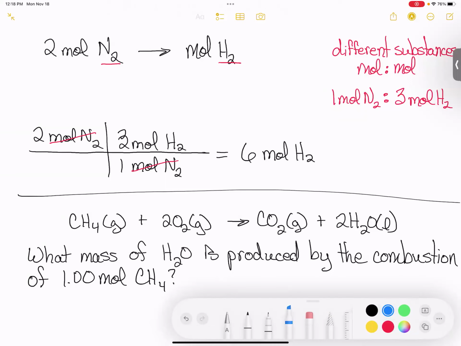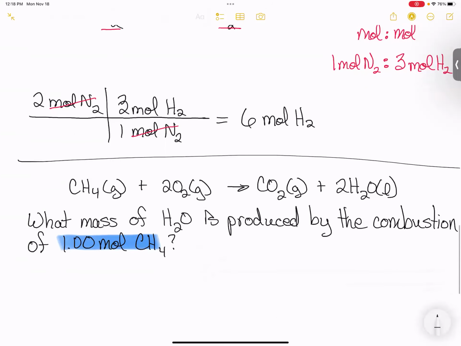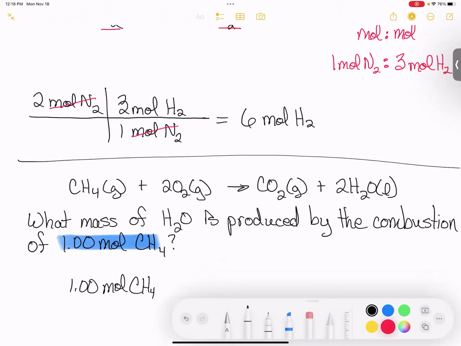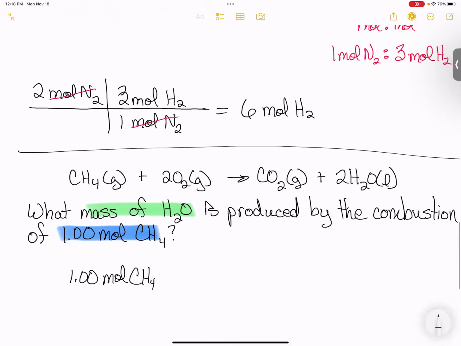We identify what we were given, which is the 1 mole of CH4. And you identify what you need to solve for. We need to solve for mass of water. If we're talking about mass, what is the unit?